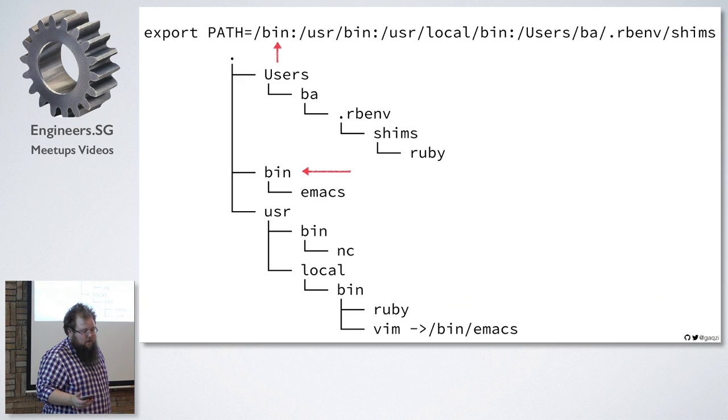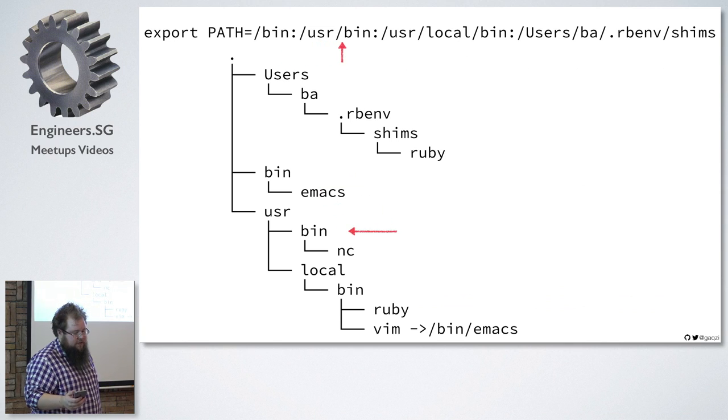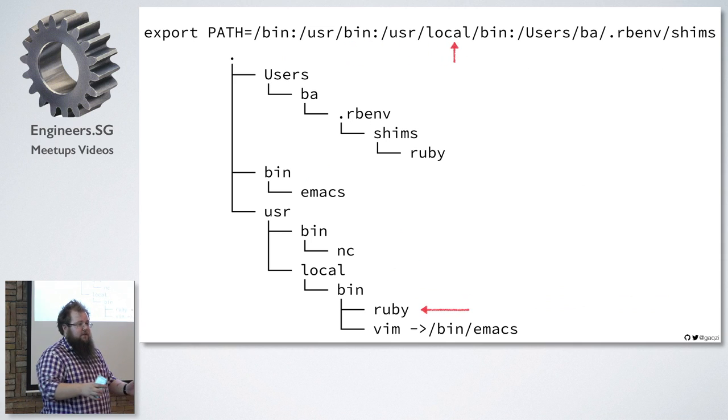So for instance, if I wanted to find Ruby, we can see here in my environment that there is Ruby somewhere. So we'll start at, first off, bin, because it knows bin. We'll then check user bin, and then it goes to user local bin and finds, okay, there's a Ruby version here.